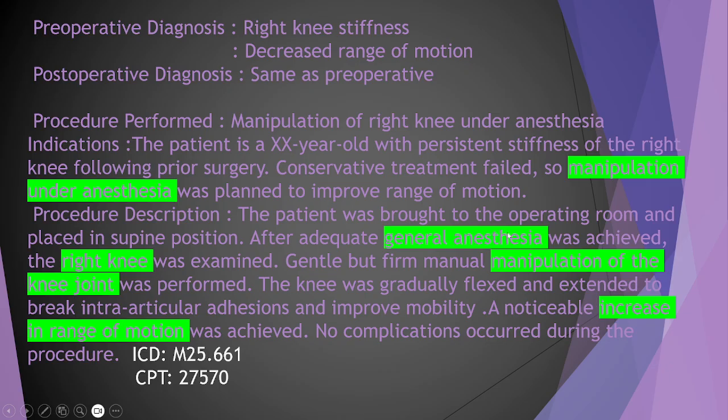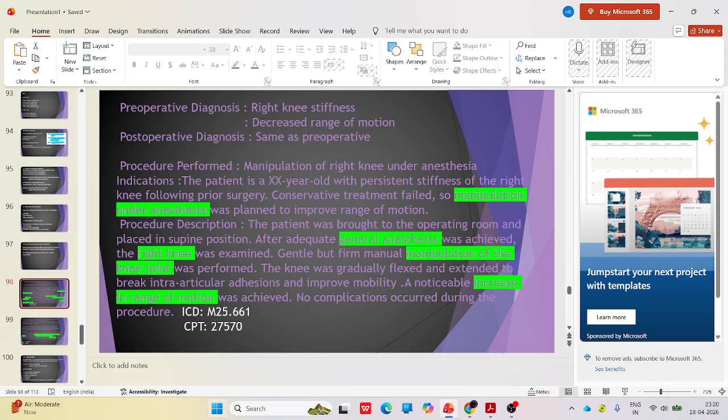After that, general anesthesia was achieved for the right knee. The gentle but firm manual manipulation of the knee joint was performed. So here it is written: manipulation of knee joint. The knee was gradually flexed and extended to break the intra-articular adhesion and improve mobility. So here is an adhesion, and a noticeable increase in the range of motion was achieved. No complication occurred during the procedure.